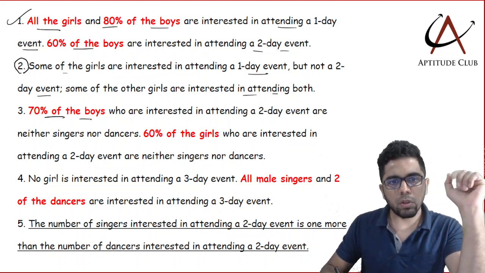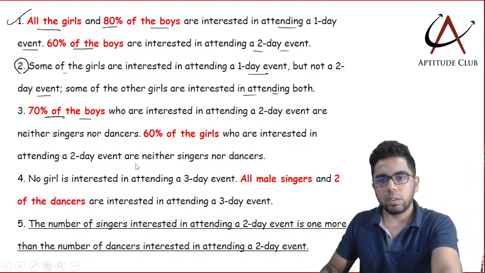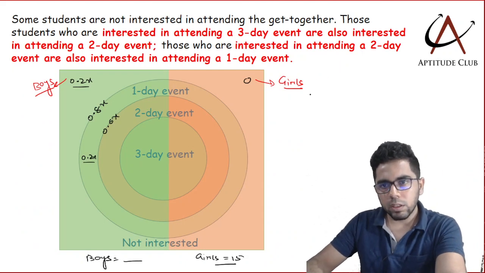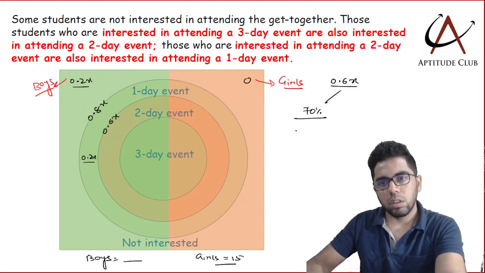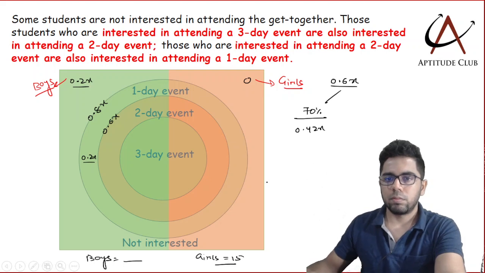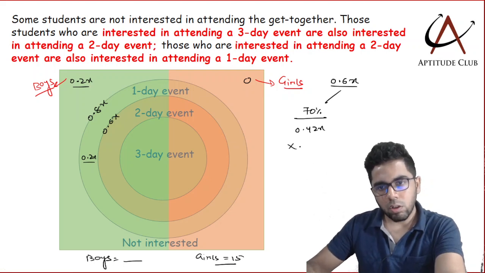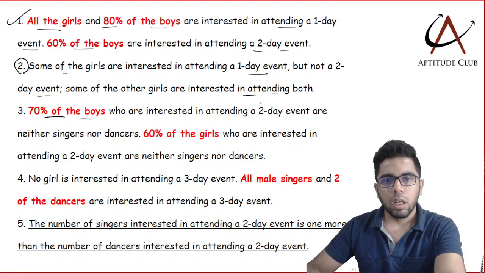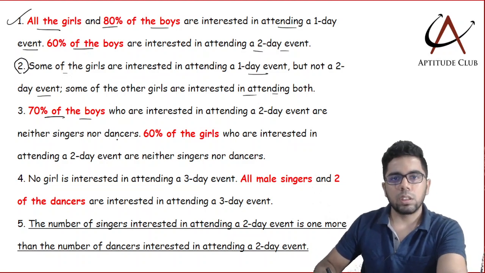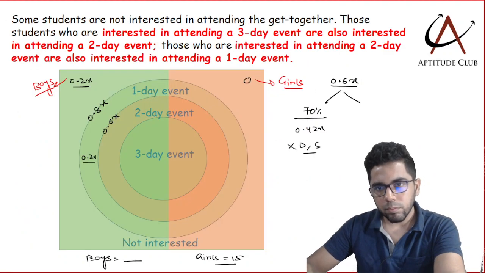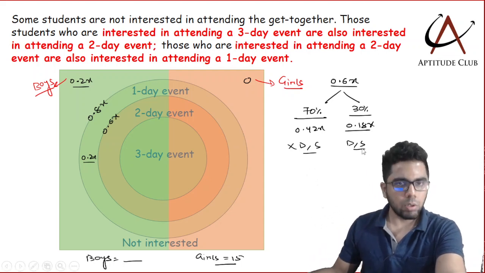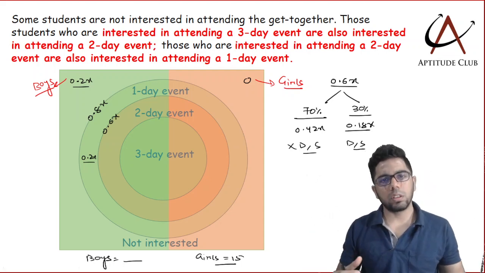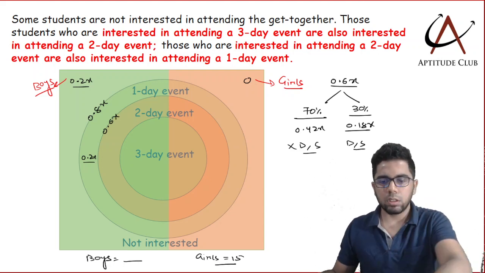Third, 70% of the boys who are interested in attending a 2-day event. How many people are going to the 2-day event? 0.6x, and 70% of that, that means 0.42x, are not dancers, not singers. Okay, they are neither dancers nor singers. That means the remaining 30%, that is 0.18x, these people are dancers or singers. If 70% are neither dancers nor singers, then the remaining 30% are dancers or singers.